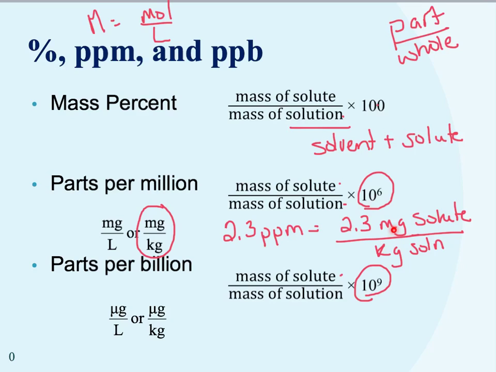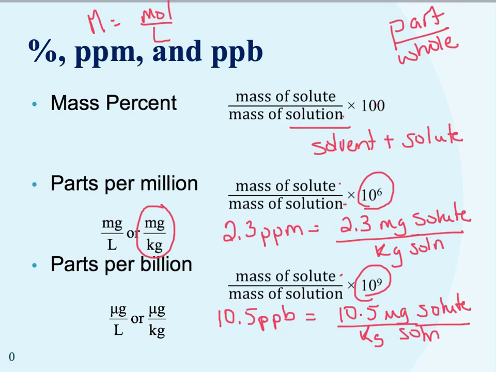For parts per billion, we see a similar thing here. Let's say I have 10.5 ppb. I can rewrite that as 10.5 micrograms per kilogram. And again, it's micrograms of solute and kilograms of solution. Don't forget to go back and look at those prefix definitions way back in the beginning of the book that we covered in 105, just to make sure you're familiar with those conversion factors.